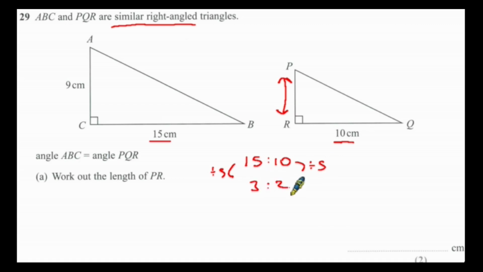Now let's have a look at the vertical sides. Well, on the larger triangle here, it's actually 9. So let's put that into the ratio. We are then looking for the missing side of this ratio, which is length PR. Let's have a look what's happened to the numbers here. From 3, we have now multiplied by 3. So the rule with the ratio, what we do to one side, we do to the other. So that also has to be multiplied by 3. 2 times 3 is 6. Therefore, PR is 6 centimetres.